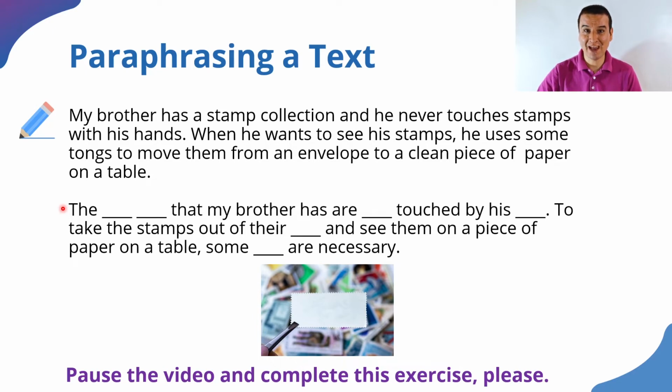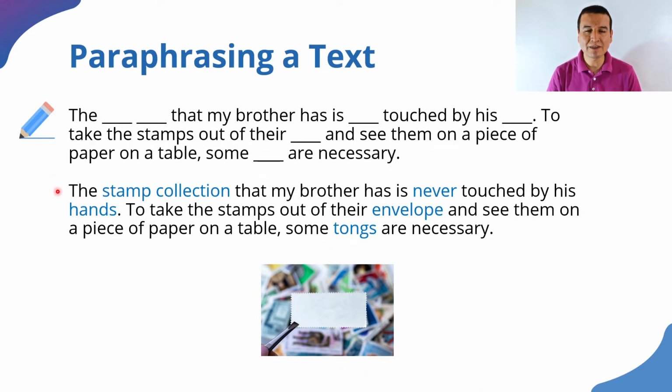All right, I hope that you have your answer, and here is the correct answer. So I'm going to read it for you, but I want you to still think about how that is an adequate paraphrase. It says, the stamp collection that my brother has is never touched. So you probably needed to think about that. Yes, never touched by his hands. To take the stamps out of their envelope, yes, and see them on a piece of paper, on a table, some tongs are necessary. So as you can see, we use some passive voice here, but it is an adequate rephrasing or paraphrasing of the original idea.